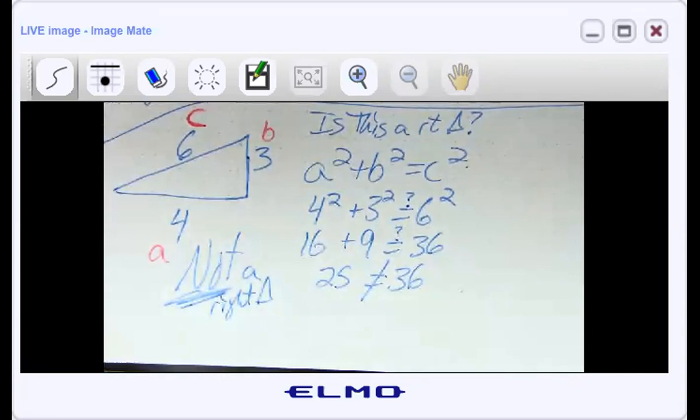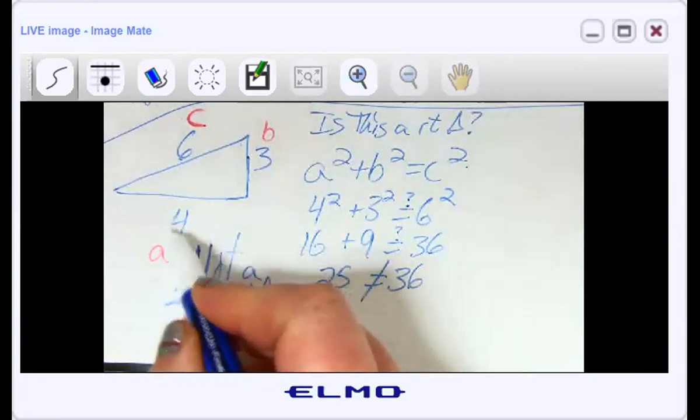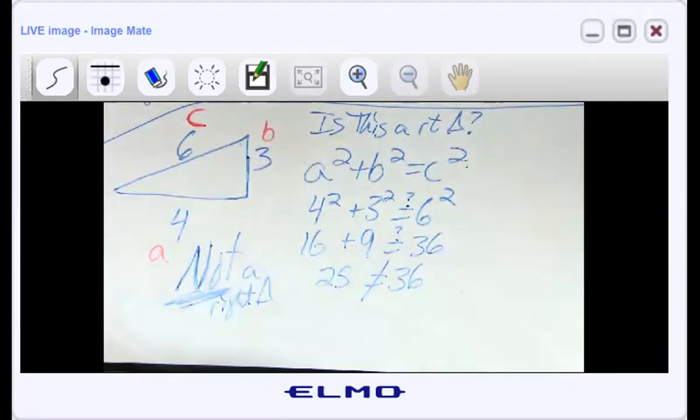And it's just that easy. The only way it gets harder is if we start throwing in numbers that are a little bit more complex, like a decimal or something. But that's the premise. Just make sure you're putting the biggest one in as C and then checking if it works or doesn't work.